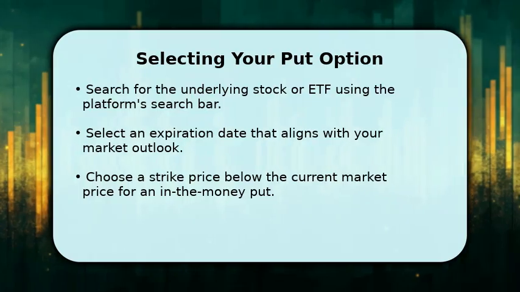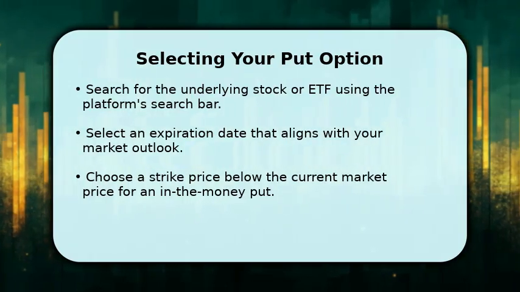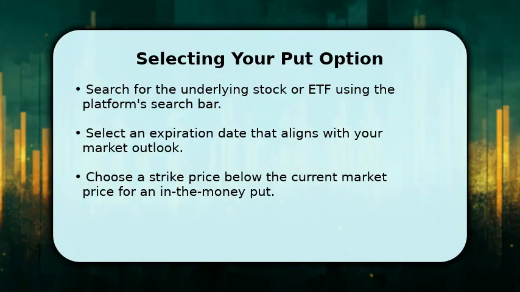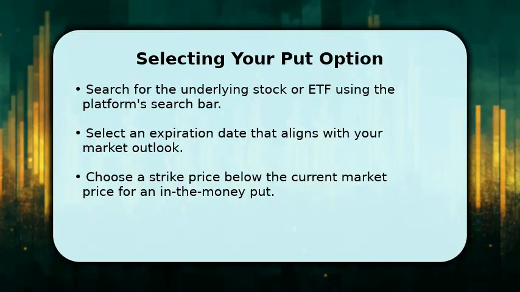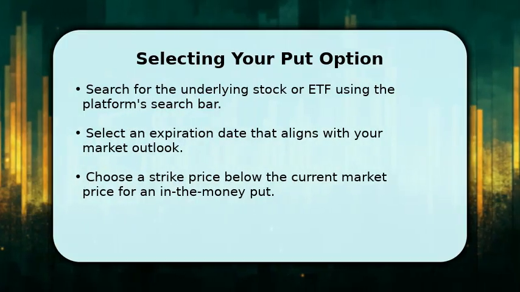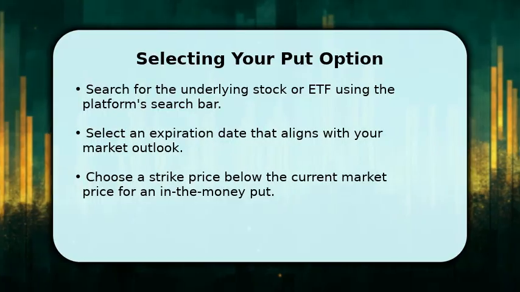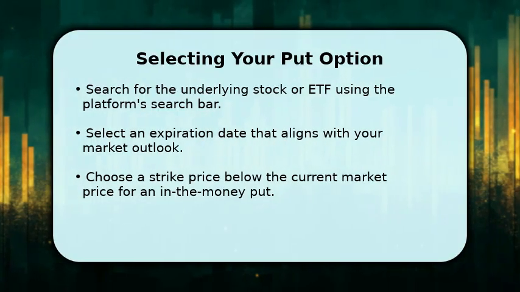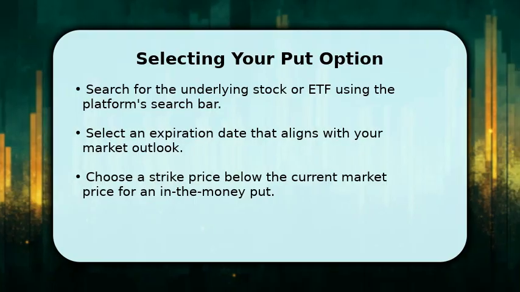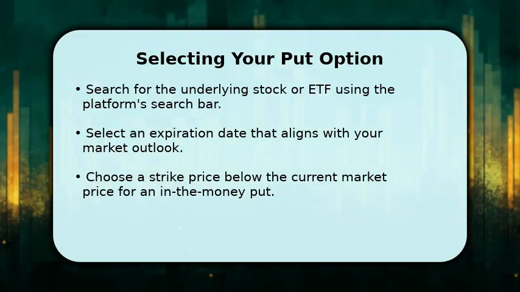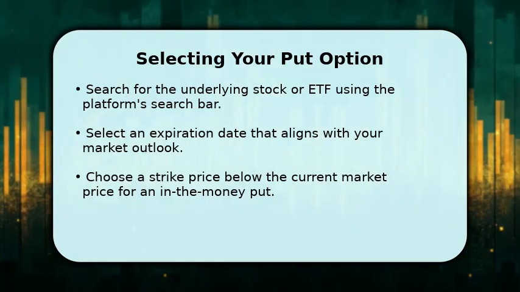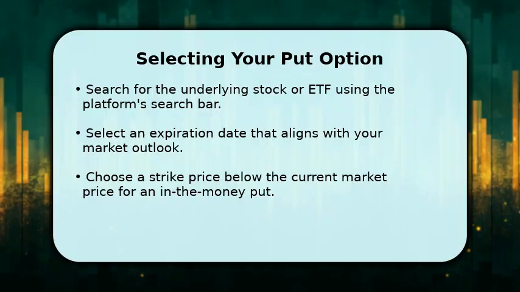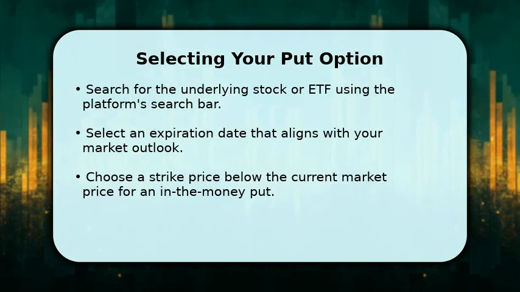Once you've identified the asset, use the search bar to pull up its option chain. Here, you'll see various expiration dates. Pick one that gives your trade enough time to develop, perhaps 1 or 2 months out. Then, look at the strike prices. A strike price below the current stock price means the put is in the money, offering immediate intrinsic value. Consider your risk tolerance and profit potential when making your selection.